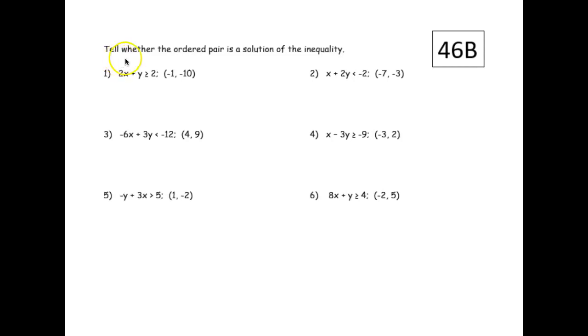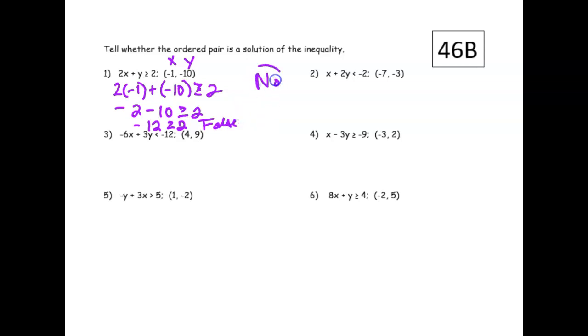So we start out and it says tell whether the ordered pair is a solution of the inequality. So your ordered pair right here, you have your x and your y. All you have to do is plug them in. So 2 times your -1 plus your y would be a -10. And is that greater than or equal to 2? So this would be -2 minus your 10, is that greater than or equal to 2? So we've got a -12 is greater than or equal to 2, and that would be false because it is not greater than 2, so the answer would be no for the first one.